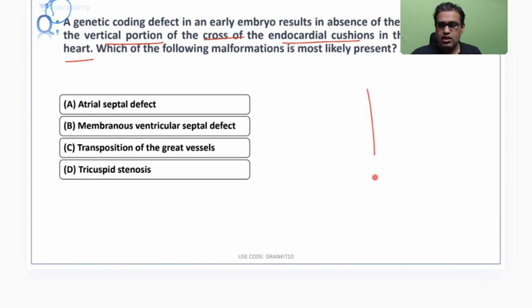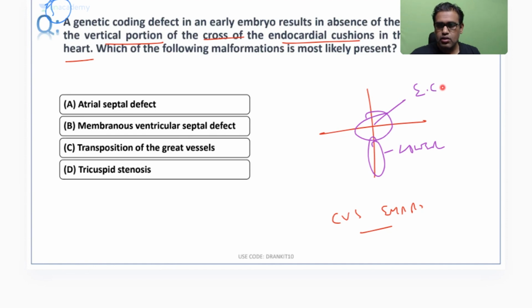Where there is the cross of the endocardial cushion, where in the CVS embryology, when the heart is developed, a defect was where in the lower part of the vertical portion. So this is your vertical portion. Defect was where? Defect was in the lower part. Defect was in the lower part. At the center, what you have? Endocardial cushions. What is the most likely malformation?